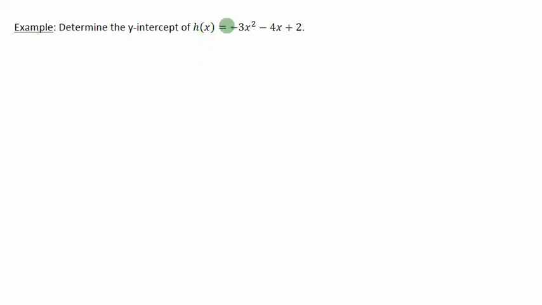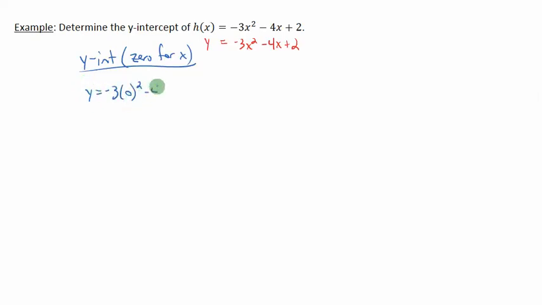Okay, here we have a bit more complex function, and I just asked for the y-intercept. So if I want the y-intercept, that means I'm going to plug in 0 for x. And so this equation, remember, is the same thing as y equals negative 3x squared minus 4x plus 2. So when I plug in 0 for x, I get y equals negative 3 times 0 squared minus 4 times 0 plus 2. Well, negative 3 times 0 is 0, minus 4 times 0 is 0, plus 2 is 2. So the y-intercept is the ordered pair 0, 2.